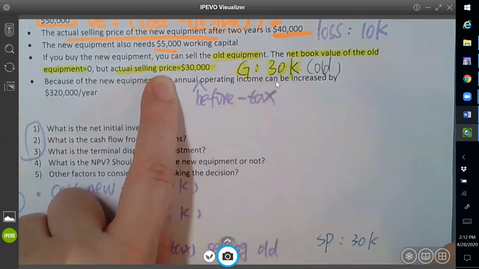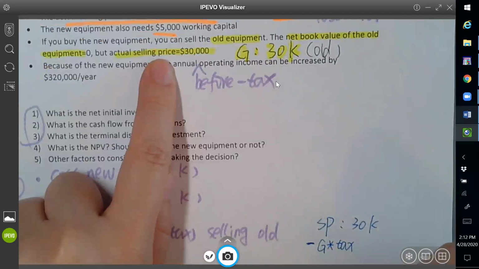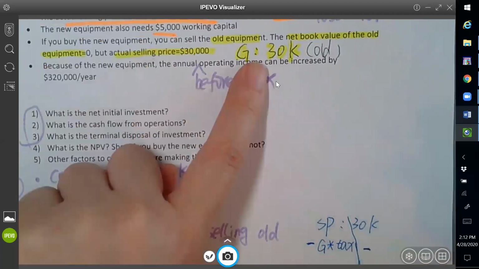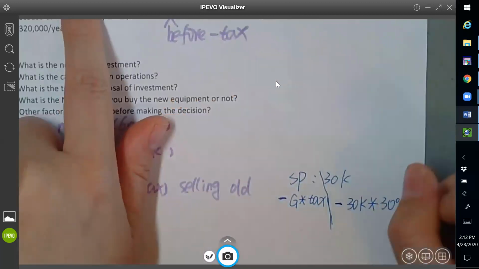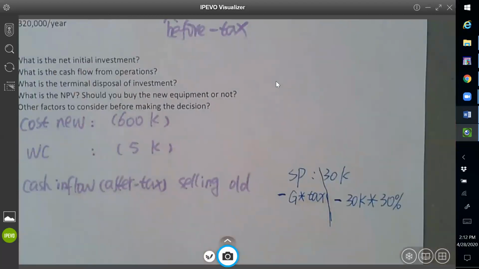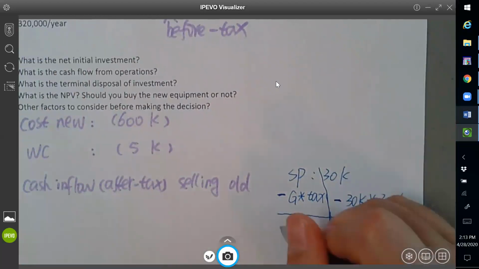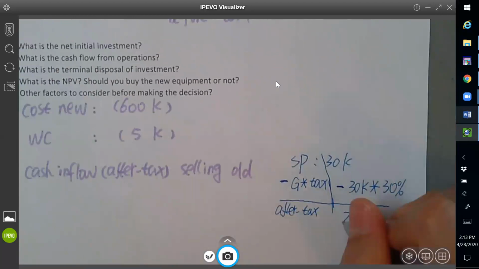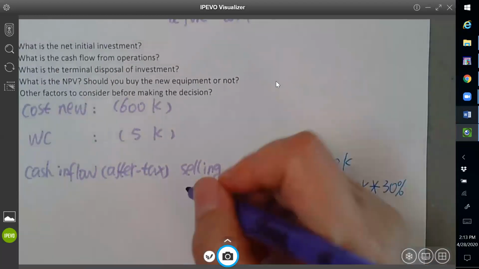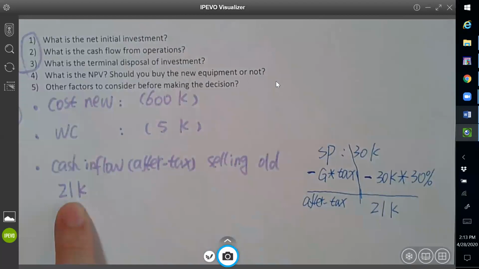When we have a gain, we pay extra tax. So we subtract the gain times the tax rate. We don't subtract all of the gain; we just subtract the extra tax payment because of the gain. My gain is 30,000 and my tax rate is 30%, so I pay an extra $9,000 in tax. I get 30,000 as the selling price, but I have to pay an extra 9,000 because of the gain. So our after-tax cash inflow will be 30,000 minus 9,000, which gives me 21,000 cash inflow after tax effect.